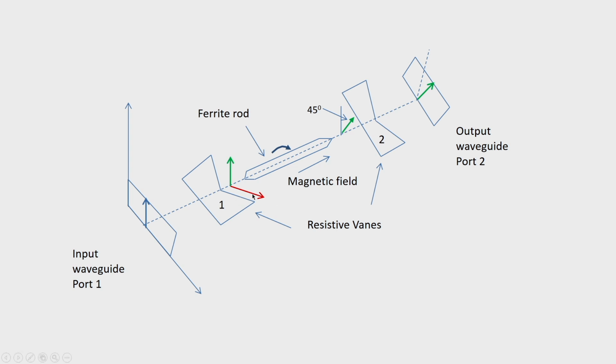Now, when this field is incident at vane 1, if there is any reflection from here, this will be rotated by 45-degree by this ferrite rod, and it will come in parallel to vane 2 and it will get absorbed.